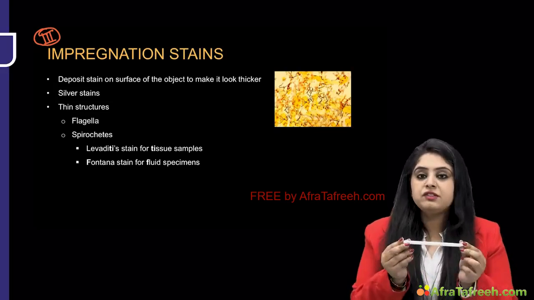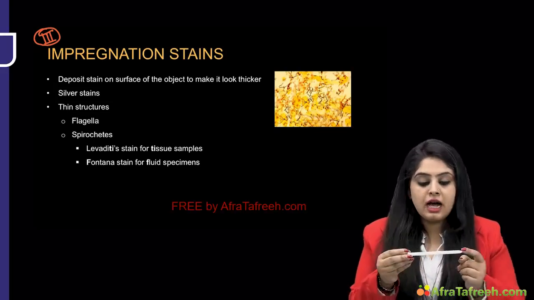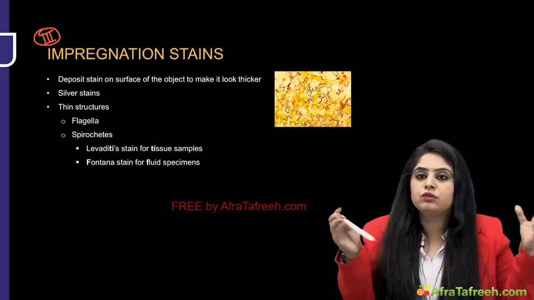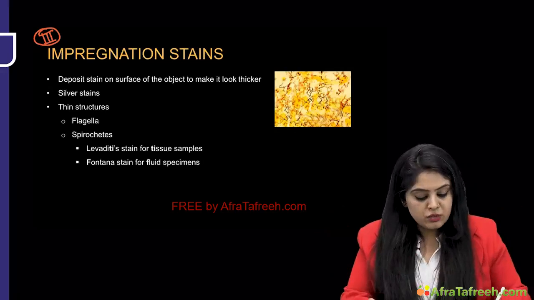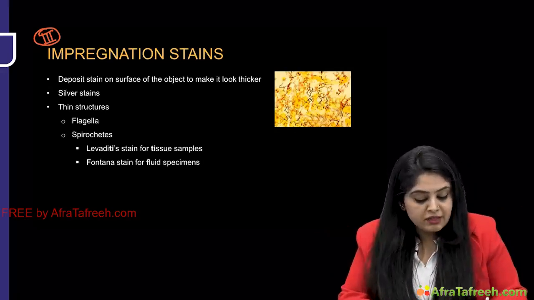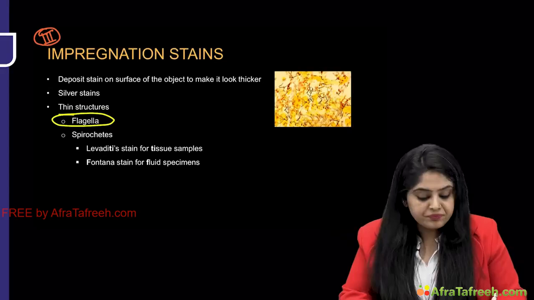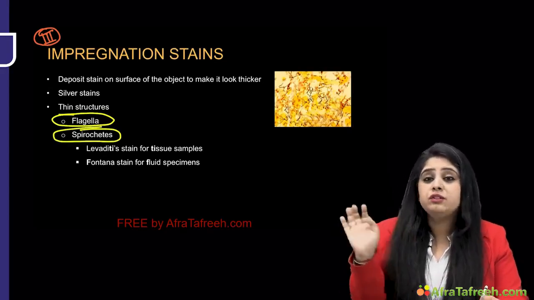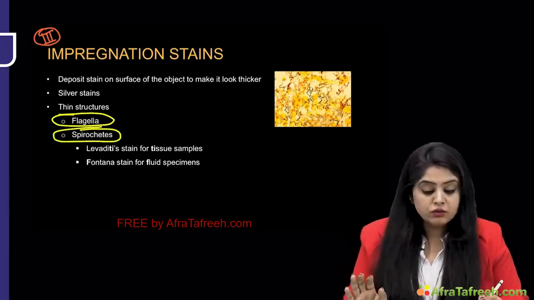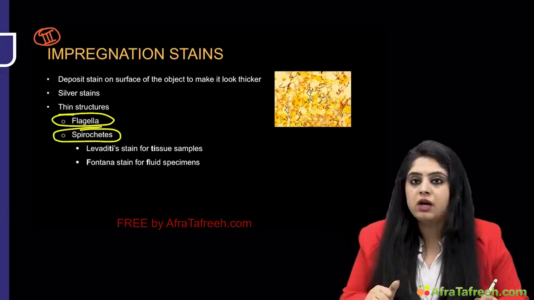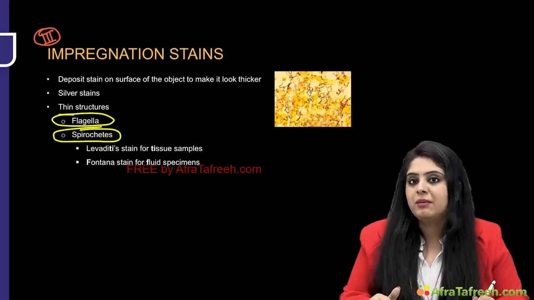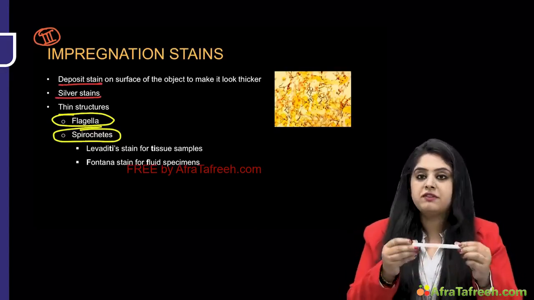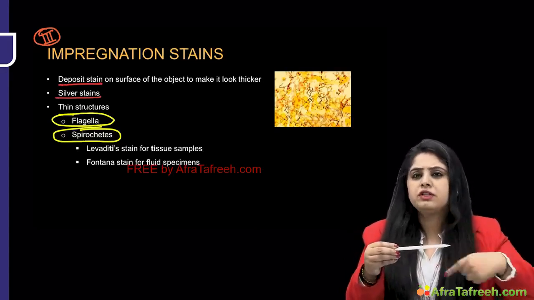If this is the thin hair which I can't see, I'm going to cover it with multiple layers. I'm going to make it wear lots and lots of clothes, so it's going to look big and bulky. That is what I do. Let me tell you some thin things. There are some thin structures like flagella, like spirochetes. These are very, very thin, 0.0-something microns. So if you want to see them under a microscope like that, you can't. Now I'm going to make them fat. How am I going to make them fat? I am going to deposit silver stains. So if this is the flagella, I will deposit so much silver around it.